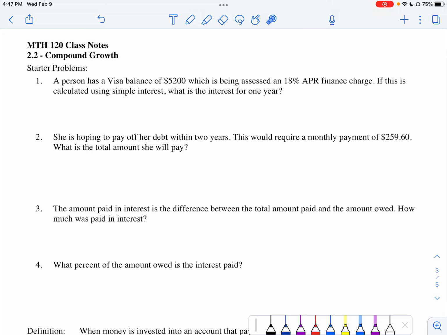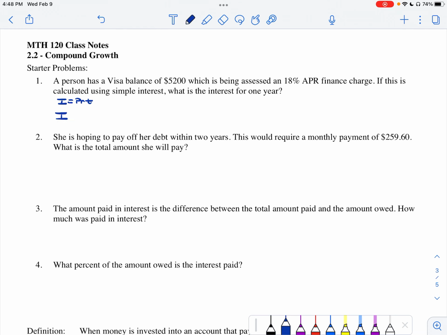Okay, so we're going to start off with just some simple interest as a refresher. All right, so our first problem says a person has a Visa balance of $5,200, which is being assessed at 18% APR finance charge. If this is calculated using simple interest, what is the interest for 1 year? Okay, so simple interest is I equals PRT, right? Where P is our principal, which would be the $5,200. R is the interest rate, which would be 0.18. Always change your percent to a decimal. And T is the time in years, so that would be 1 year.